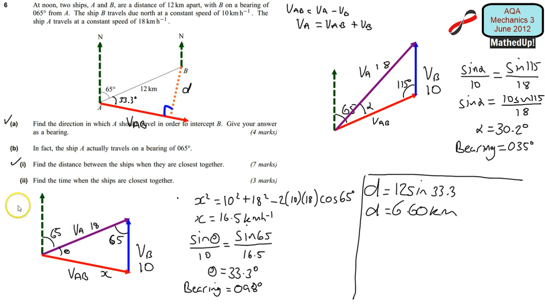Okay, so all of this was part A. We now want to do part B. So this is find the time when the ships are closest together. In order to work that out, I need to know this distance here, from there to there, which is going to be 12 cos 33.3. If I call this distance h, we know that h is equal to 12 cos 33.3.